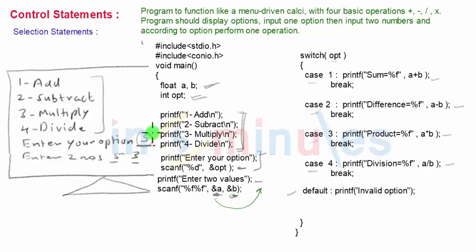The option is 3. Now the program will check: is option equal to 1? False. Is option equal to 2? False. Option equal to 3? Yes. So this part of the case will work. That is, it will print the product as a into b. So the output will be shown as product is equal to 15, and the program will stop.